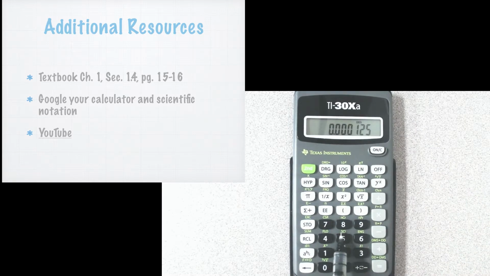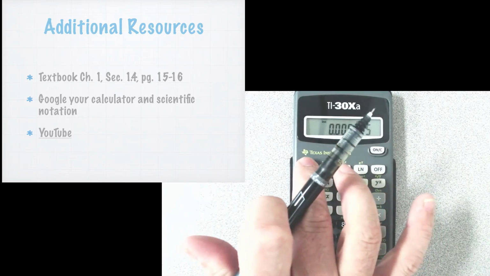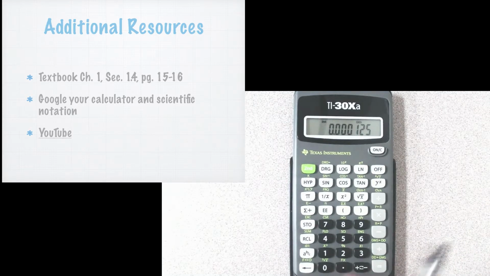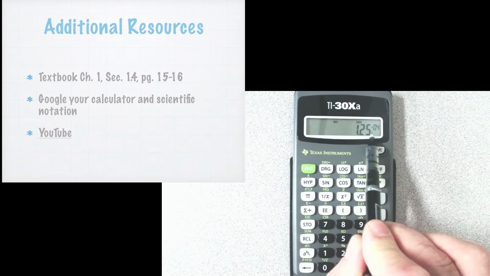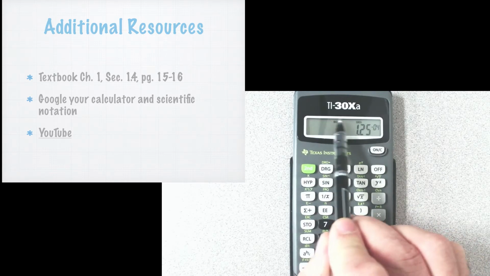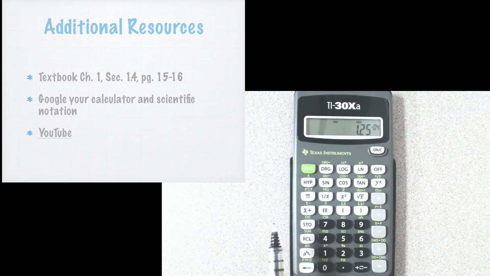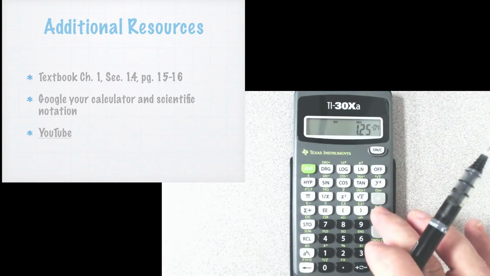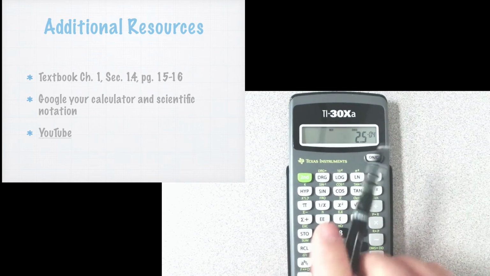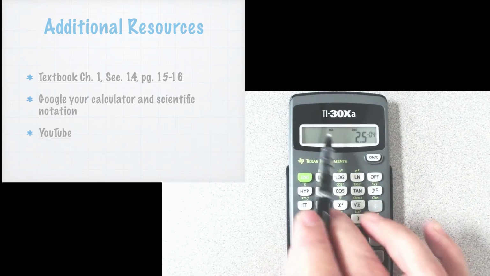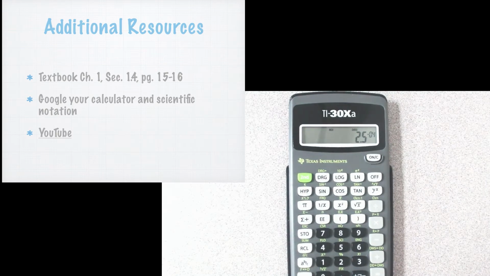Notice how this SCI here is in green and it's above the key. That means it's a second function. If I want to just turn this into scientific notation, I can push the second button and push the scientific notation button. See, it automatically turned it into 1.25 times 10 to the minus 4. And see here it says SCI, that means I'm in scientific notation mode. That means that whenever I do any calculations, it's always going to give my answer in scientific notation. So when you're in this mode, the number is always scientific notation.